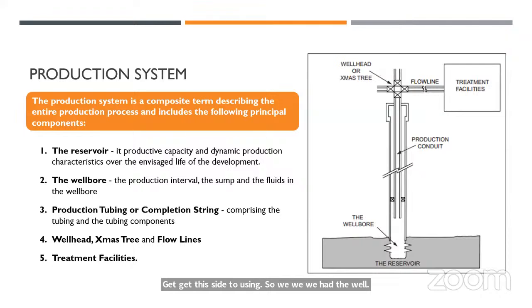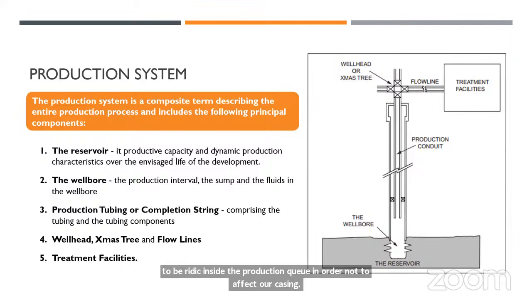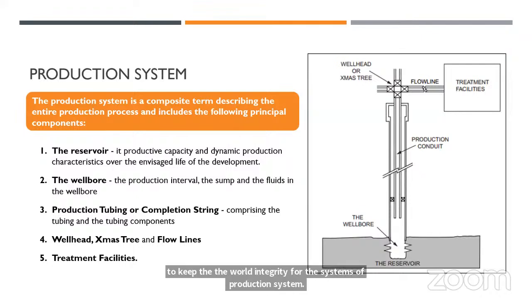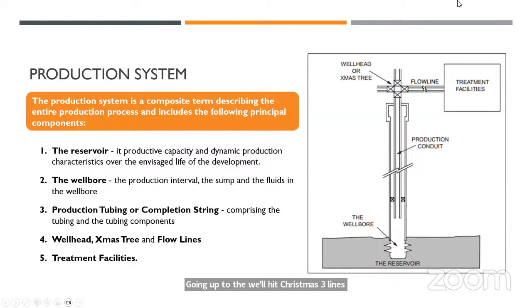Also, the production tube or completion string is what we use to produce the fluids, usually inside the production tube, in order not to affect or damage our casing, whether we have some corrosives, and to keep the well integrity for the production system. Going up to the wellhead, Christmas tree, flow lines, all of this going to the treatment facilities. In order to be a production technologist, we need to analyze each part, each division of this production system, and where we have our production losses or pressure losses.